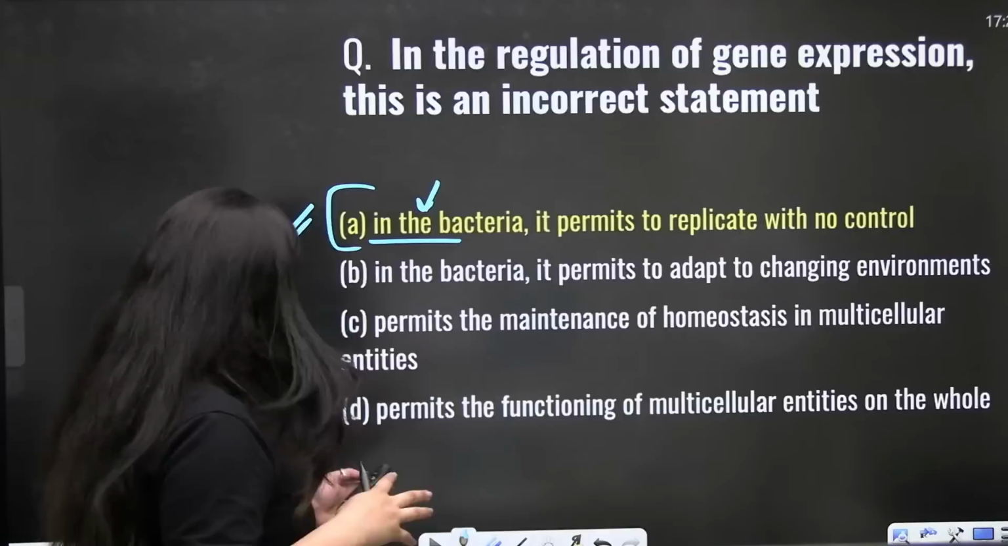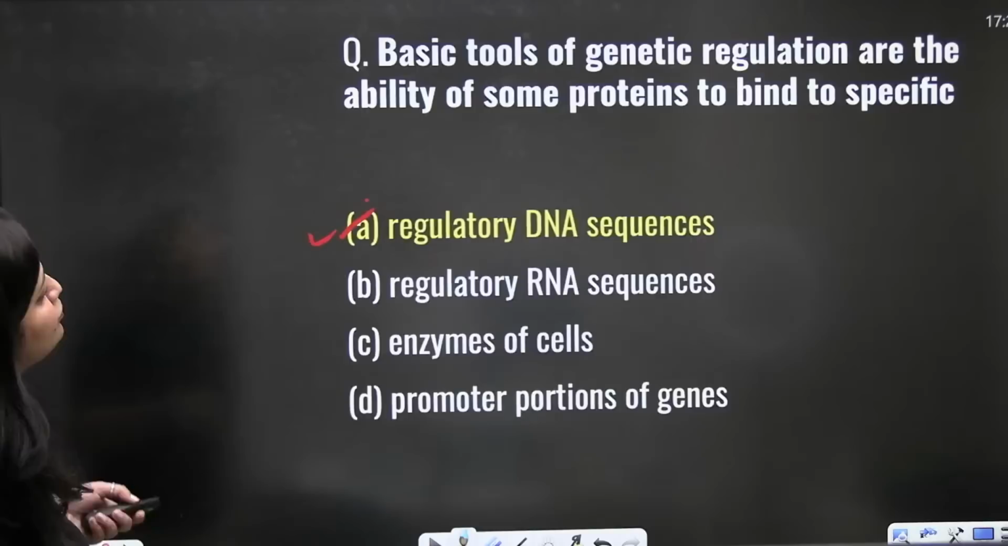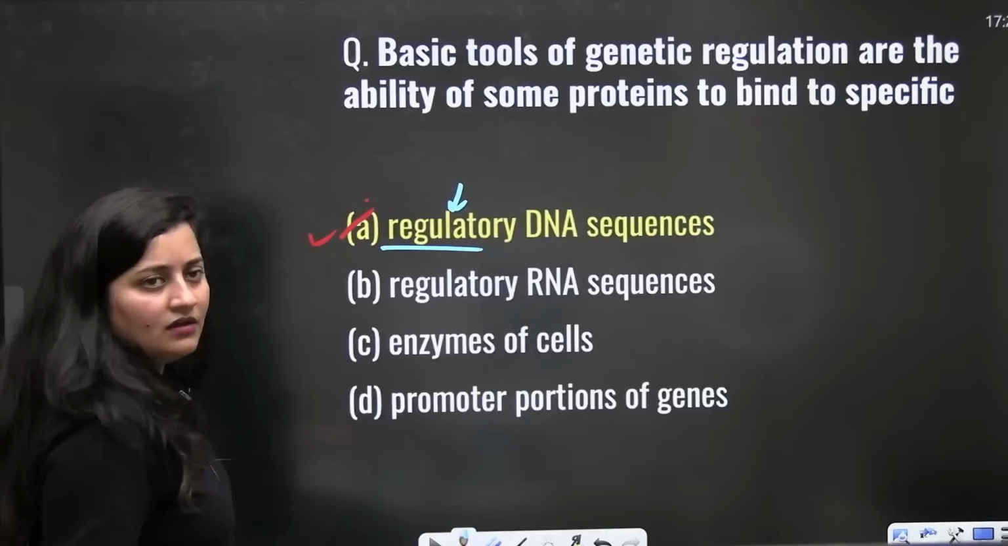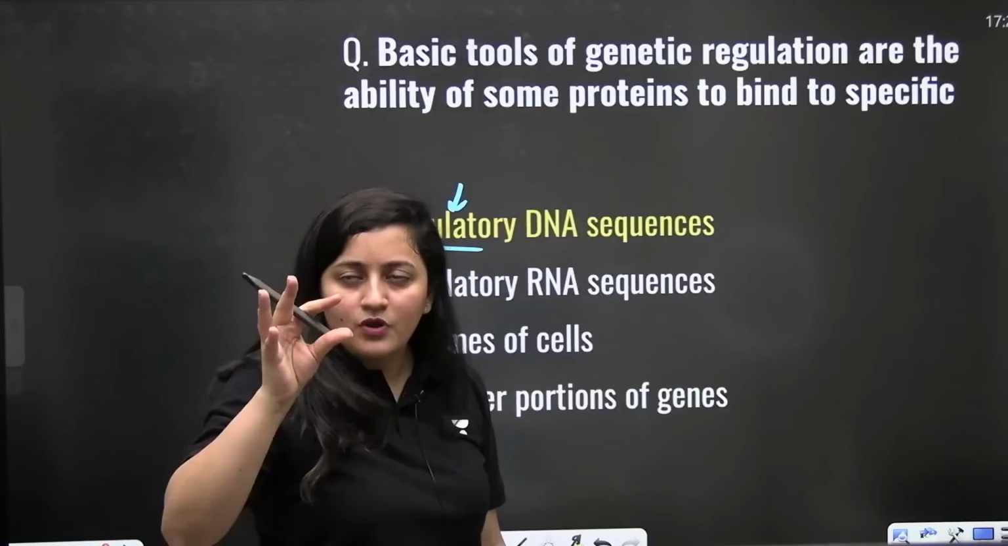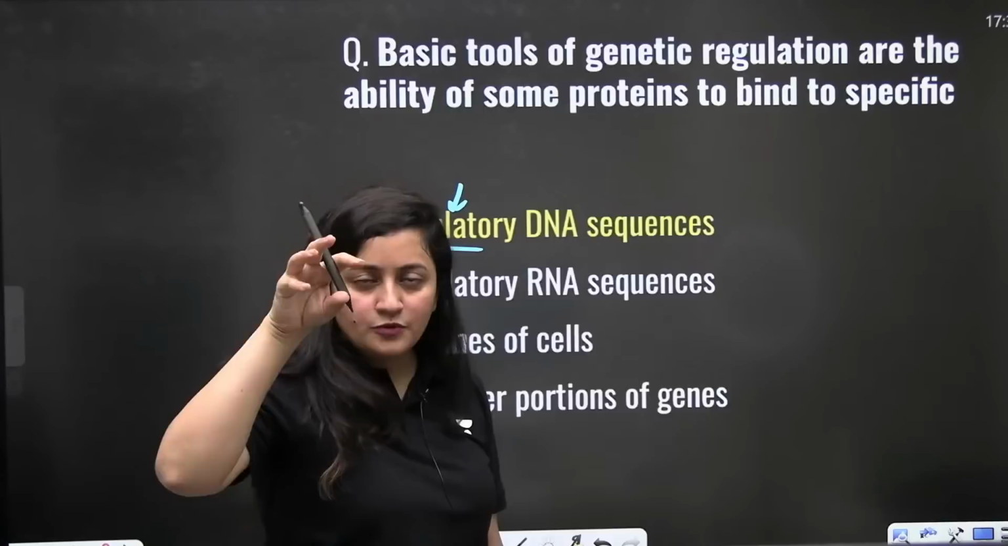And what is the doubt in the last question? The basic tool of genetic regulation is the ability of some proteins to bind to specific regulatory DNA sequences. Of course, ultimately, in gene regulation, what do we want? Enzymes that need to bind to their specific position. So here they are talking about that.